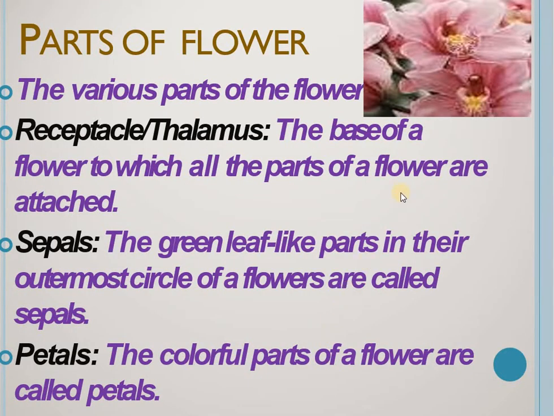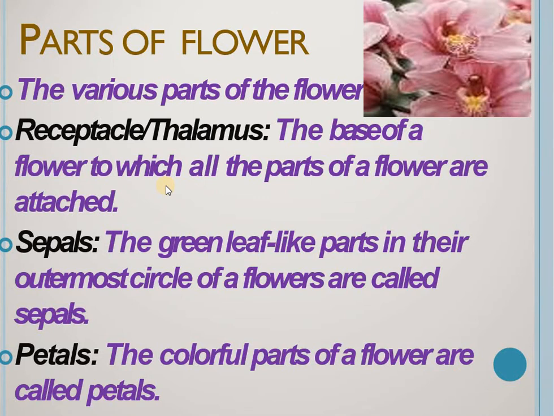Now let us talk about the various parts of a flower. The flower has a broad base which is called as the thalamus or the receptacle. The thalamus bears 4 types of floral organs: the sepals, the petals, the stamens, and the carpels.